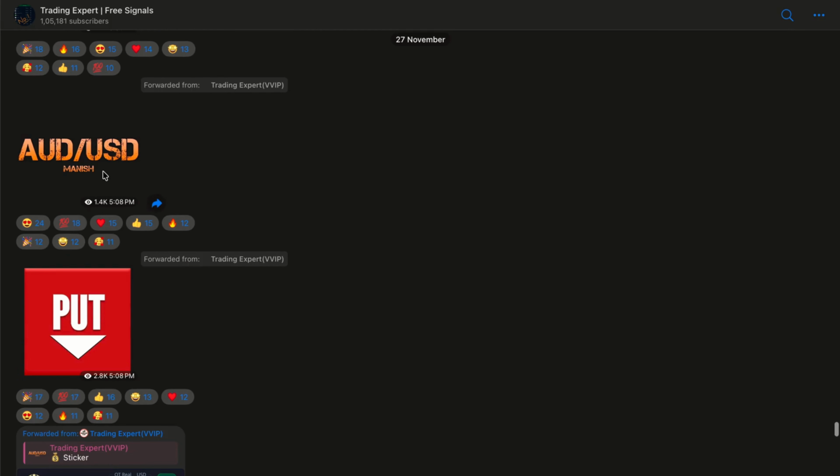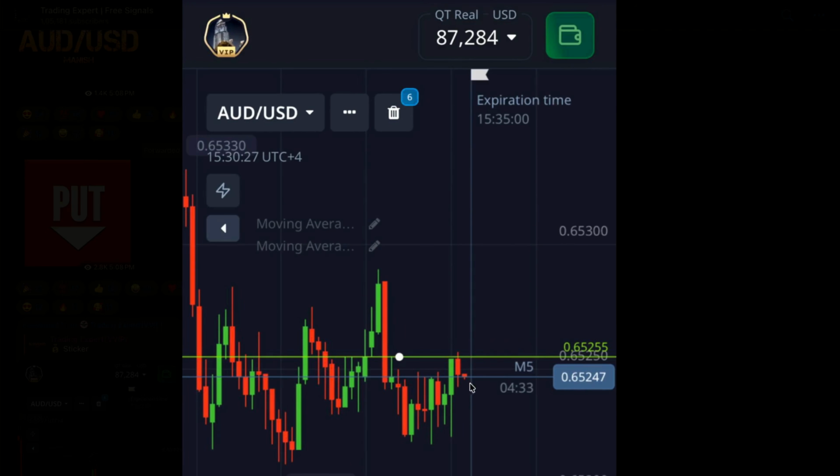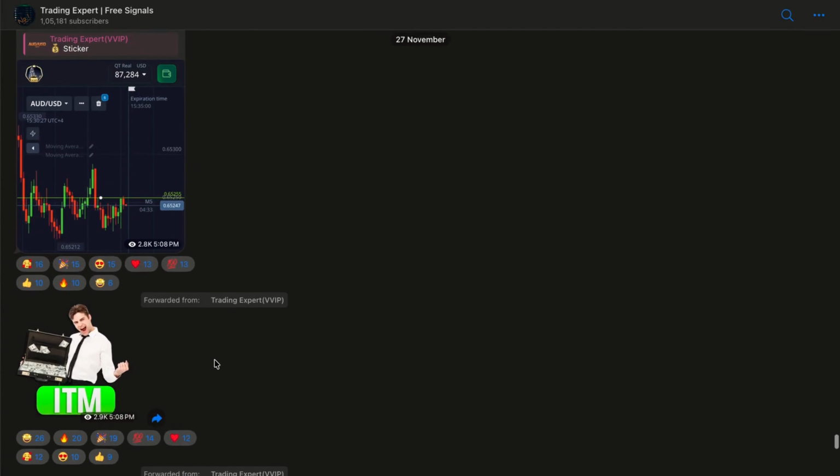The next trade was for AUD USD 5 minutes put. Here you can just check out. In this, the price had a clear resistance zone. There were many rejections from that zone and the price failed to break that resistance and was pushed down by the sellers, and we took this trade for the downside and we won it. Amazing win right there.